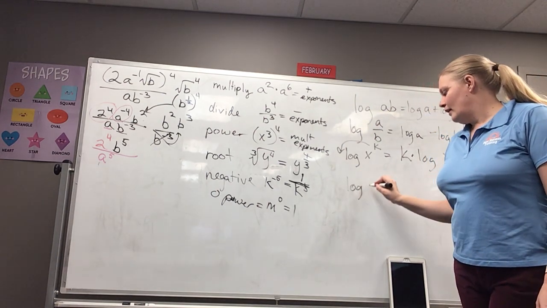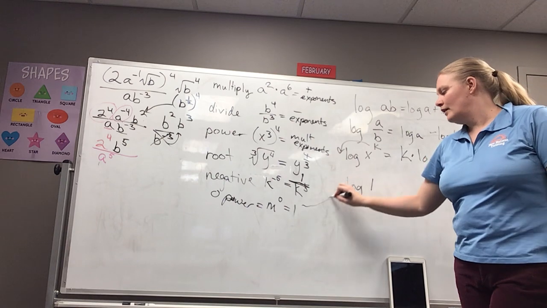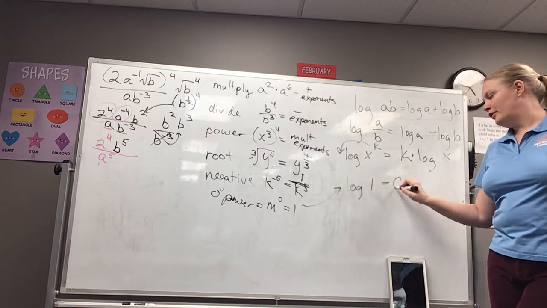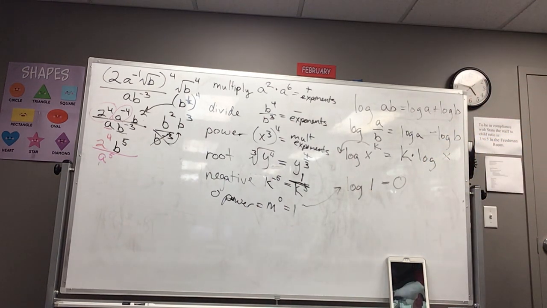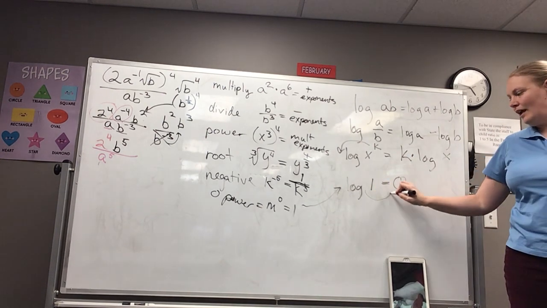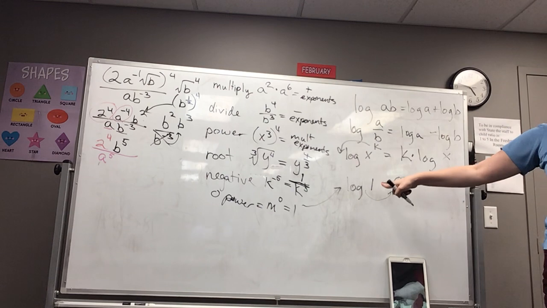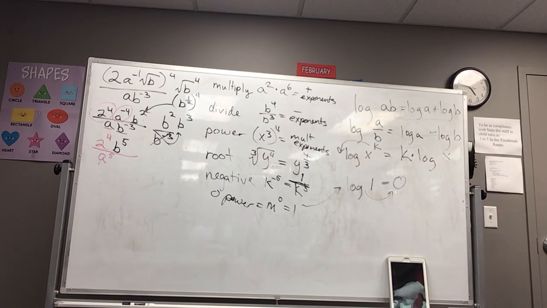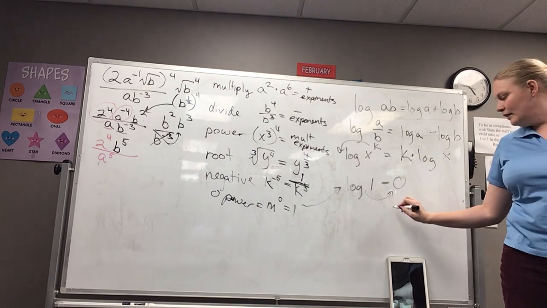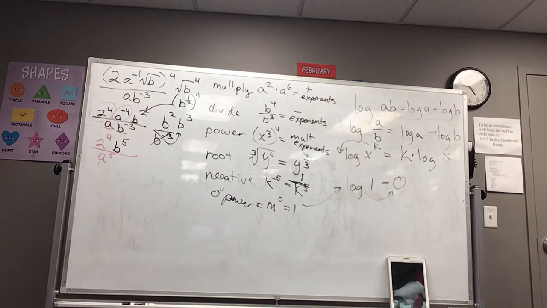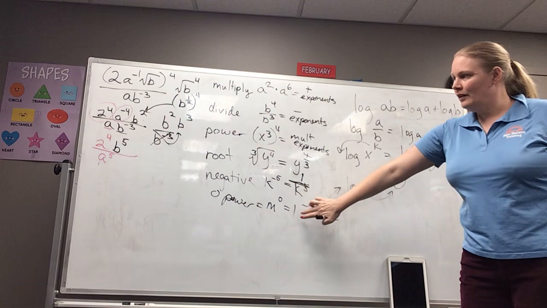But the log of 1 equals 0. Because anything to the 0 power, remember we're looking at something to the power of 0, would equal 1. And so the log of 1 is always 0. So that's the reverse of this one.